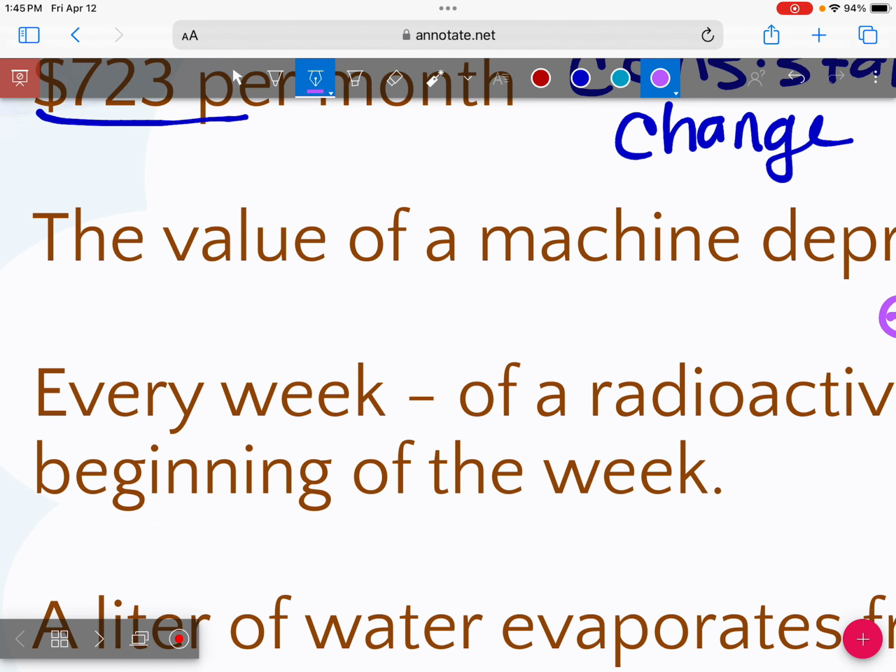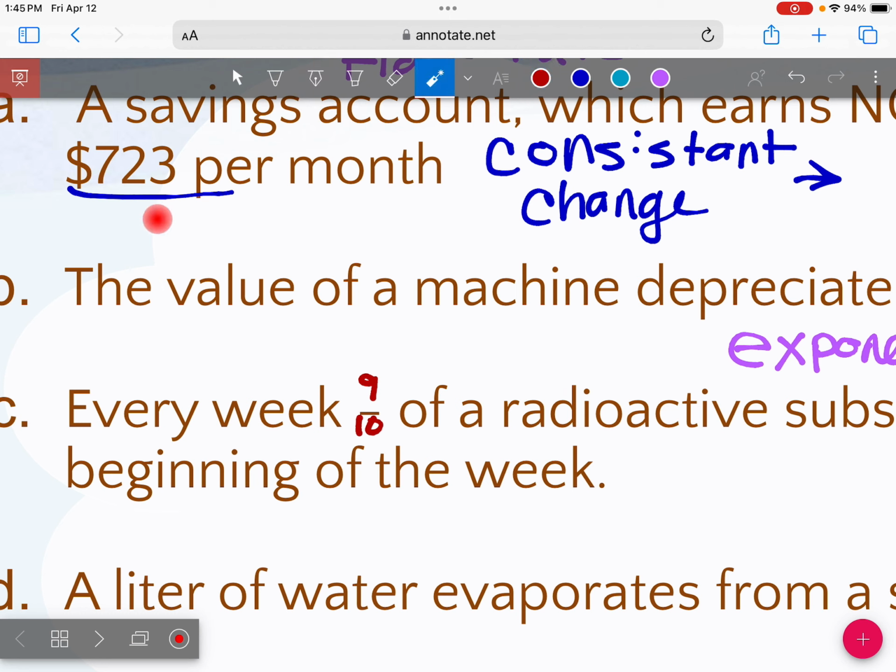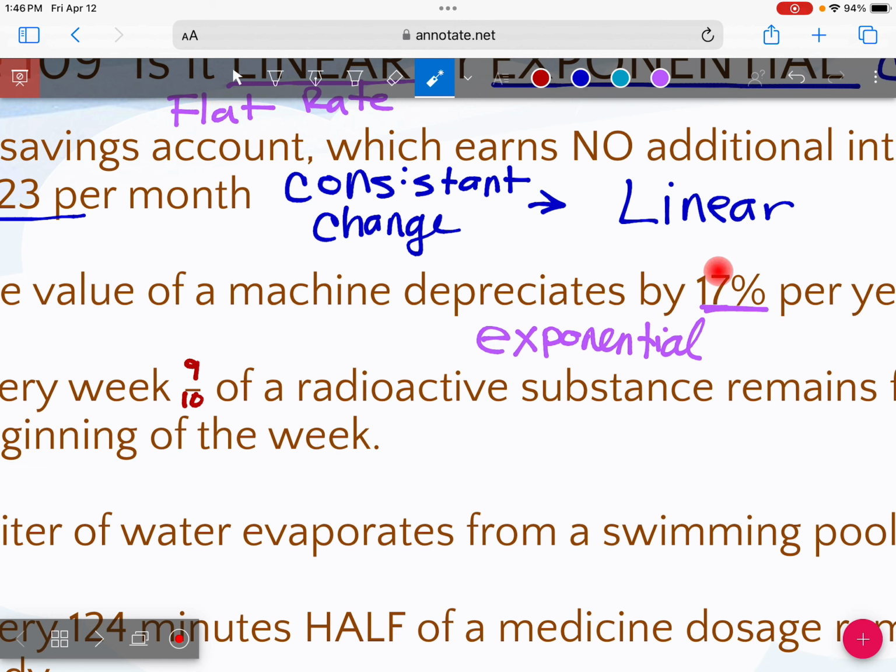So just like the per month, we don't look at the per year? Yeah, it doesn't matter what unit of time it is. It's just whether the rate changes. So this one I would add $723 each month. So I could add that as many times as I want. I could multiply that by 12 and figure out what I add each year. That's totally fine. This is 17%, and I'd have to calculate that each year at this point to figure out how much it's changing by, because that's going to change.